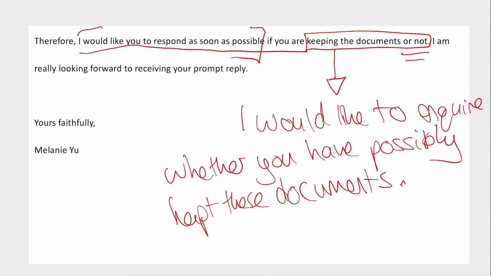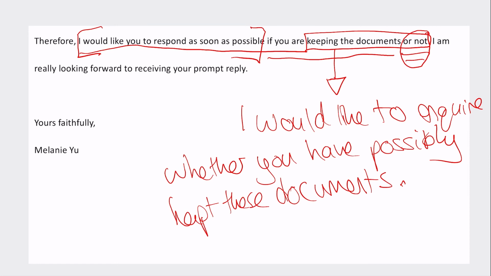Okay, you're making a request, you're making a demand, you're telling them what to do. "Respond as soon as possible." So it comes across quite aggressive and quite rude, especially because you're asking for a favor, whether they've kept these documents or not. "If you are keeping the documents or not." Again, it's indicating that you think potentially they've done something wrong. Okay, have you thrown my documents away? I don't know, lady, maybe.